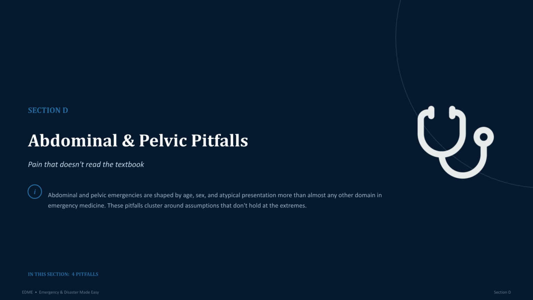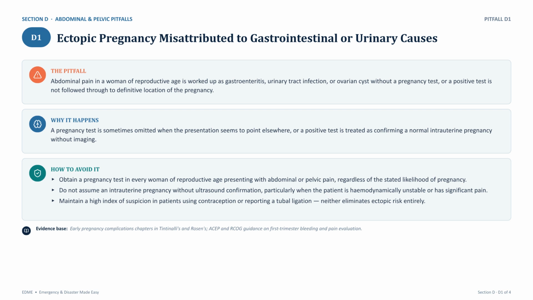This domain is often shaped by age, sex, and atypical presentations that don't match textbook descriptions, requiring a high degree of clinical suspicion. Pitfall D1 is misattributing an ectopic pregnancy to other GI or urinary causes. Always perform a pregnancy test for any female of reproductive age with abdominal pain. Never assume an intrauterine pregnancy without ultrasound confirmation.